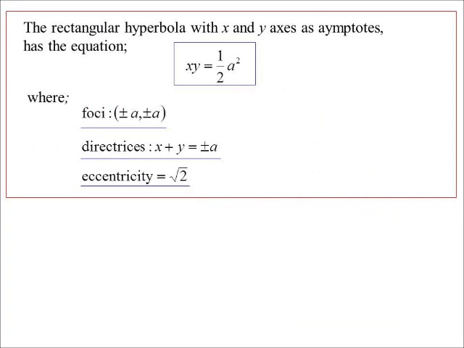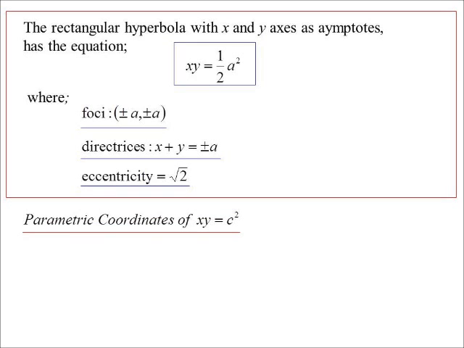So the rectangular hyperbola, once we've transformed it back to what we were used to seeing with the x and the y axes as asymptotes, it'll be xy equals a half a squared, where the foci are plus or minus a, the directrices x plus y is plus or minus a, and the eccentricity will always be the square root of 2. Now, the parametric coordinates, this one we do like the parabola, in terms of not the auxiliary angle, but just a letter t.